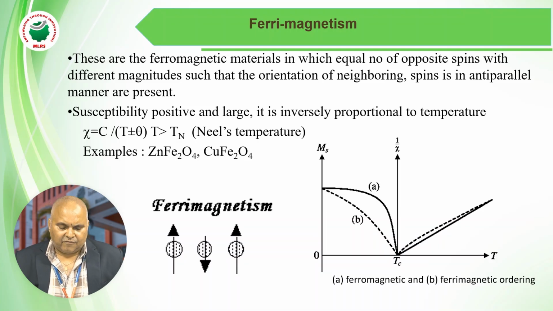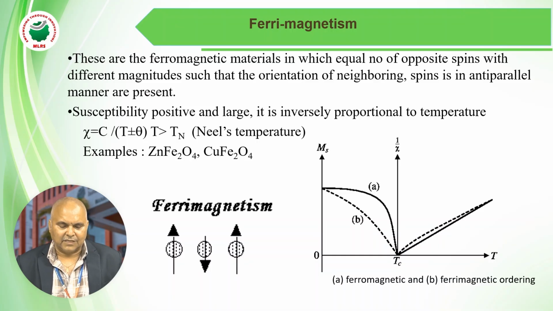Last one, that is ferrimagnetism. Usually ferromagnetism and ferrimagnetism show a similar trend. The value is positive and high, but compared to ferromagnetism, it will be less. It also depends on the temperature. So the positive and large value is inversely proportional to temperature.